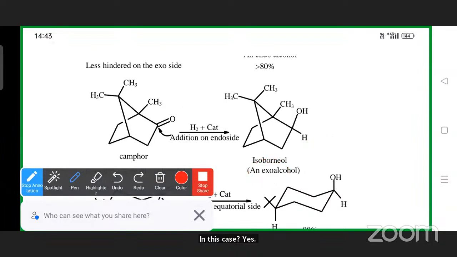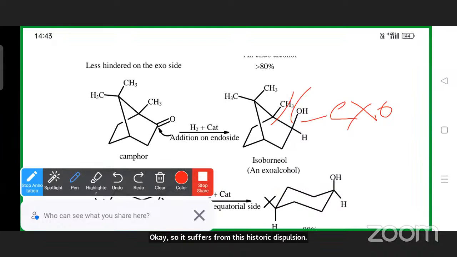So here you see this is the exo alcohol. It suffers from this steric repulsion, between the CH3 methyl and the hydroxy group here. But the addition will not take place here because the hydrogen will not approach this carbonyl group. So the addition is not possible here. That's why the product formation is exo alcohol.